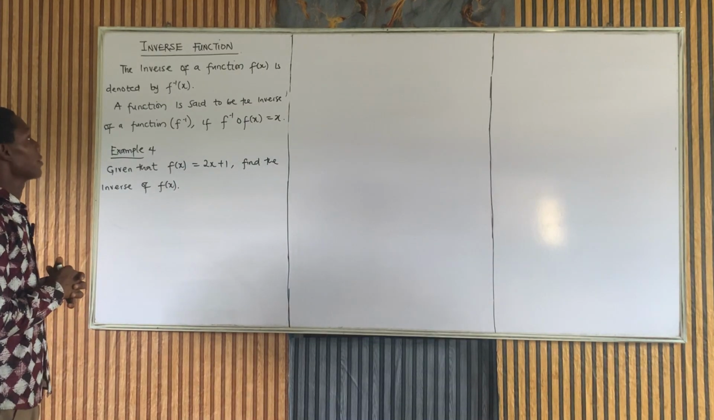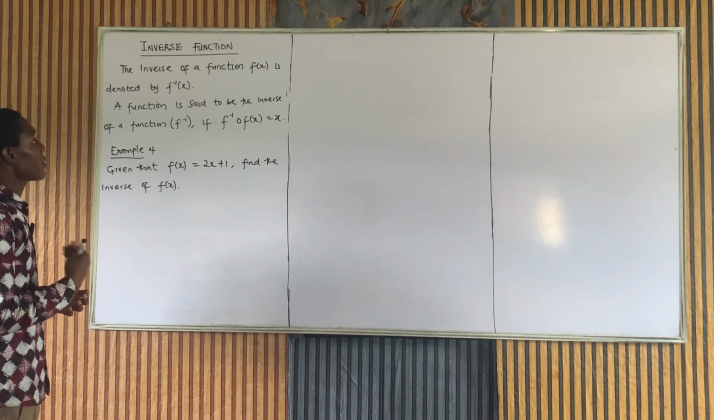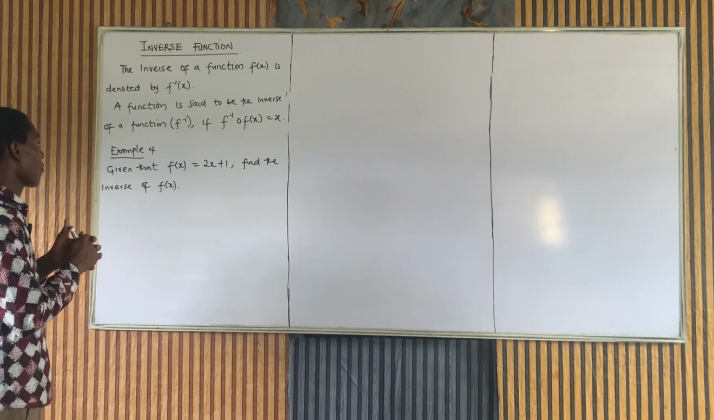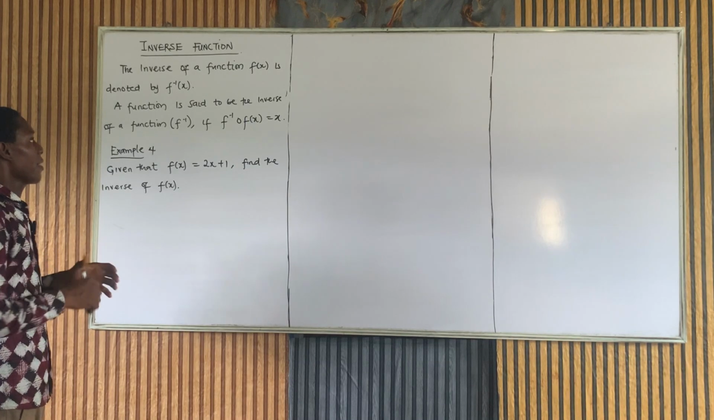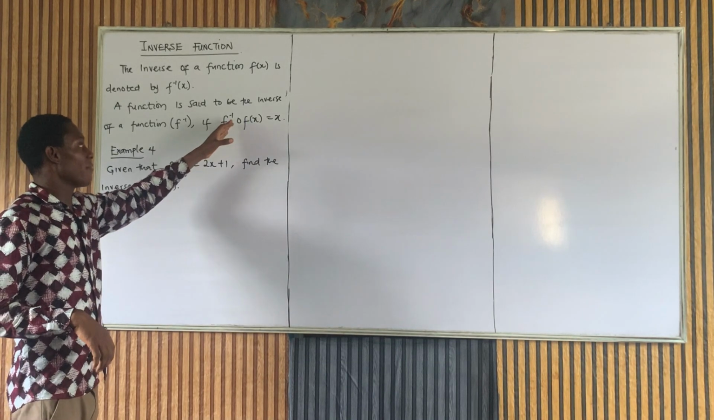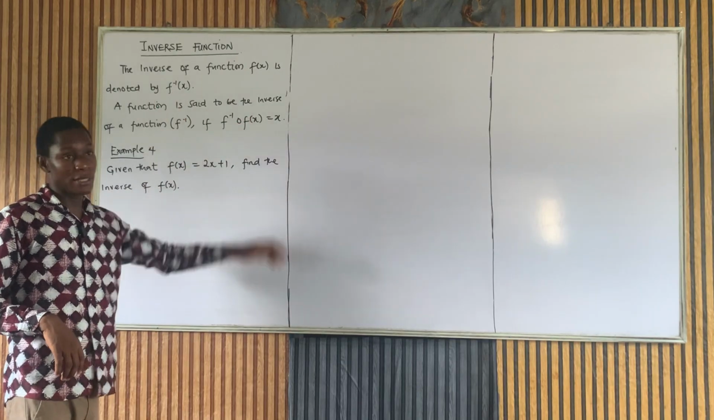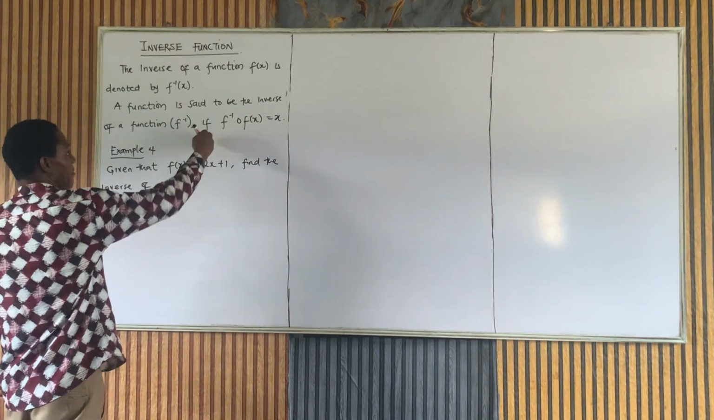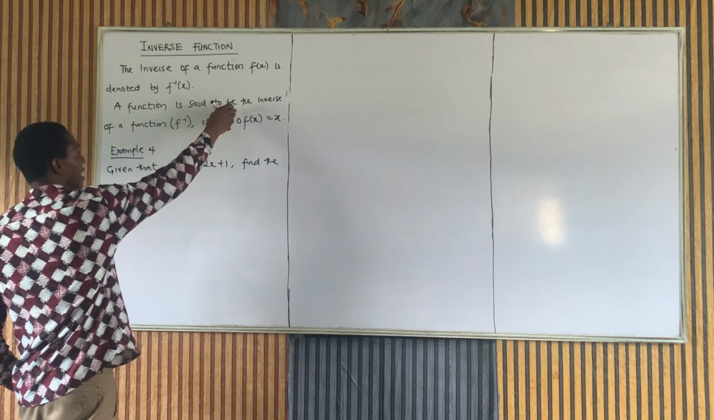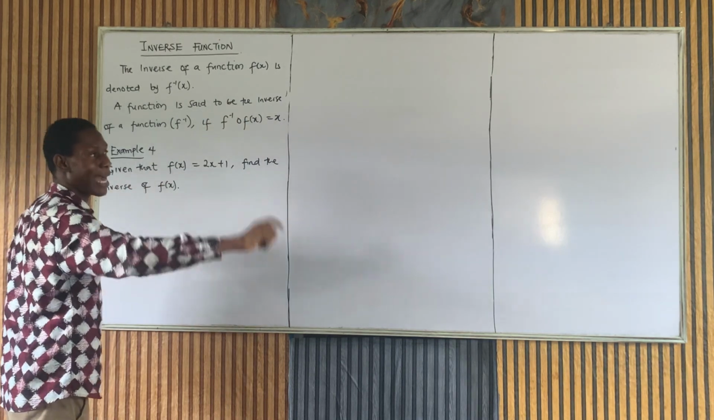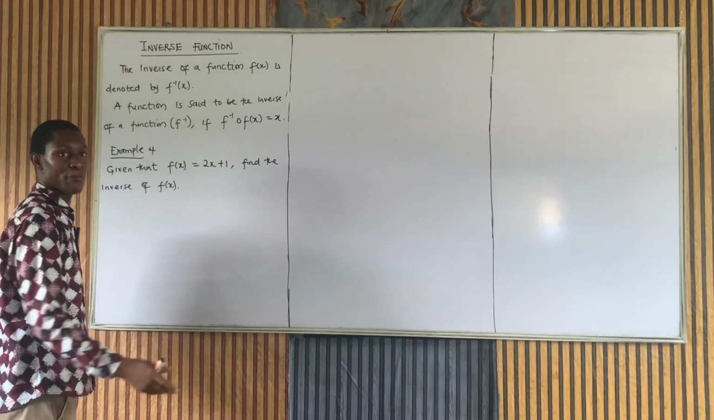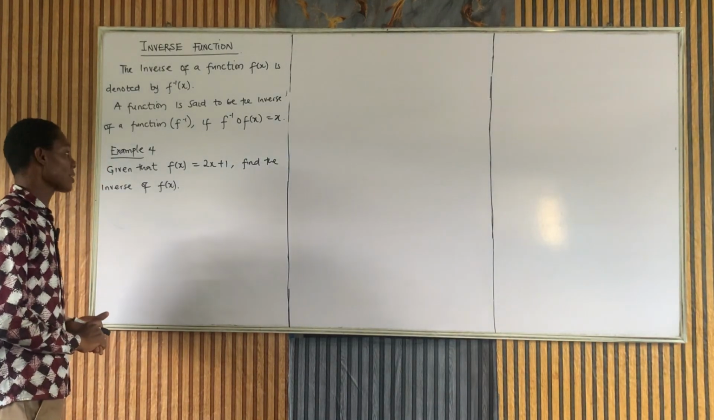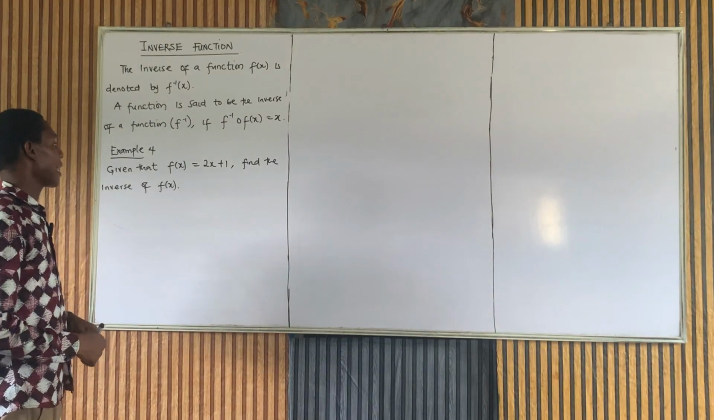Inverse function. You see, the inverse of a function f of x is denoted by f inverse of x. A function is said to be the inverse of a function if f inverse of f of x would give us x. I would explain actually. If you operate f inverse of f of x, you should get back the x, the input value of the variable. That's what it actually means to be the inverse of a function. Now let's take an example.